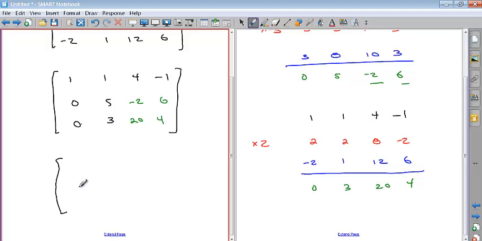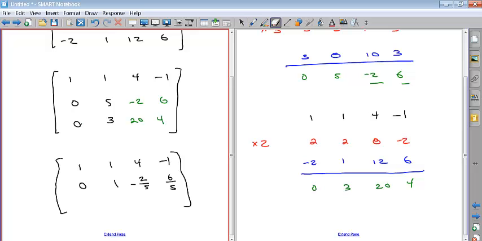So the next one, we keep the first row the same again. And we still have a 0 here, but we have a 1 and negative 2/5 and 6/5. Okay, how did we get this? Well, all you do is you take this row and you divide by 5. So this 0 divided by 5 is 0, 5 divided by 5 is 1, negative 2 divided by 5 is negative 2/5, and 6 divided by 5 is 6/5. So that's how you get that.